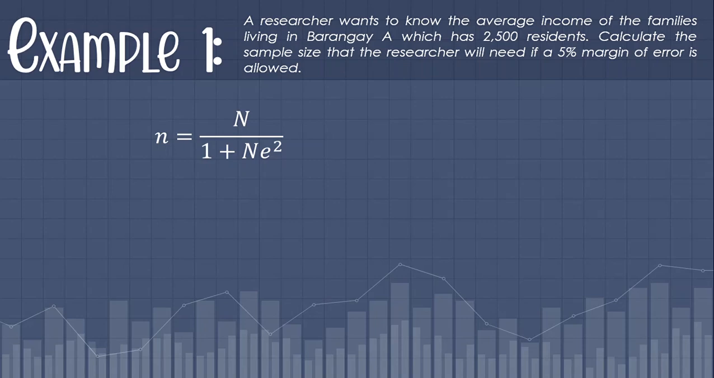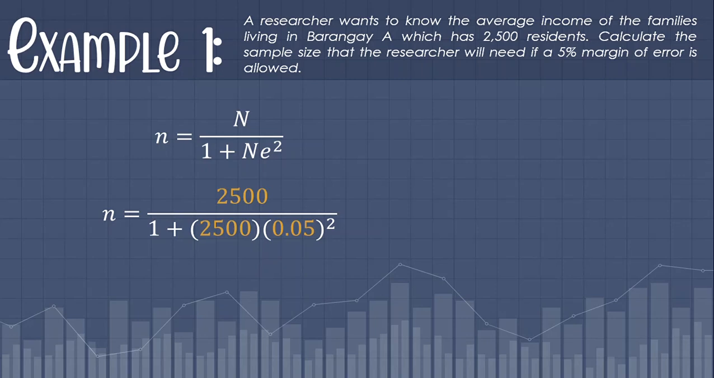Again, we're looking for lowercase n or the sample size. So we have uppercase N or the population is 2,500 because Barangay A has 2,500 residents, over 1 is constant plus, again, uppercase N is 2,500 times the 5% margin of error, which must be converted into its decimal form. So 5% is equal to 0.05. So we have 0.05 squared.